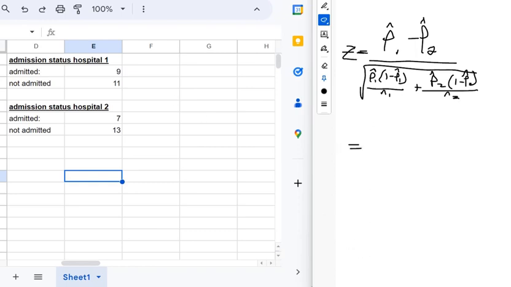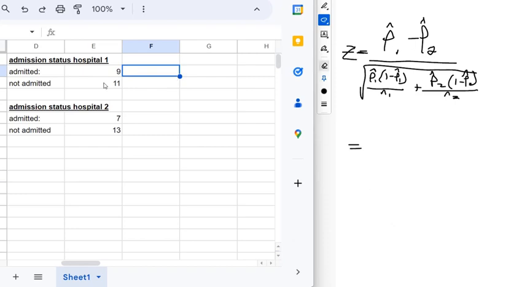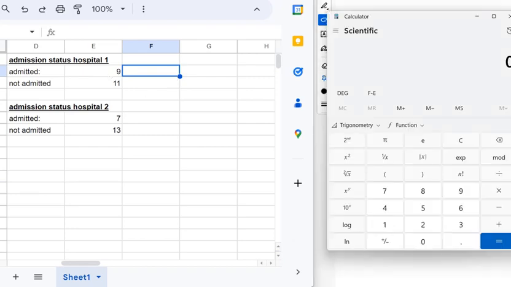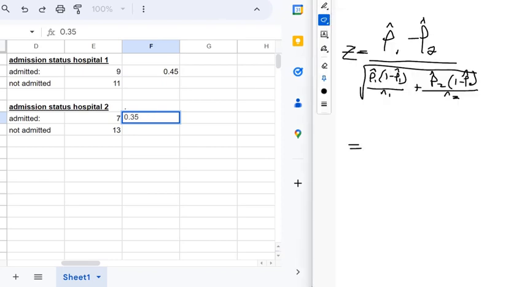Okay, so the proportion that we're talking about is being admitted to the hospital. So p hat 1 should be the proportion of people admitted to the hospital. So there's 9 out of 20 people admitted to the hospital. So p hat is 0.45 for this group. And then down here, 7 divided by 20, so p hat is 0.35. So we've got 0.45 minus 0.35 in the numerator.